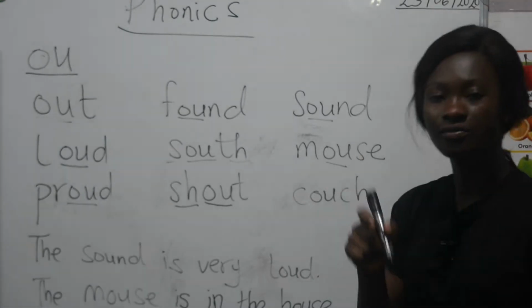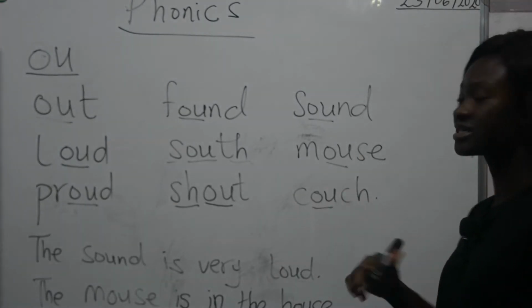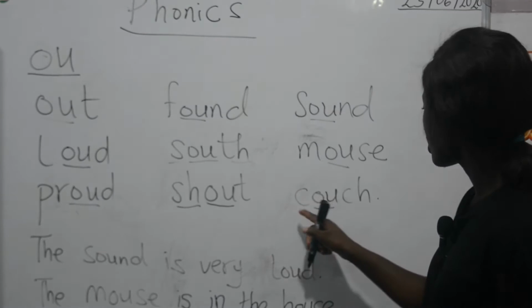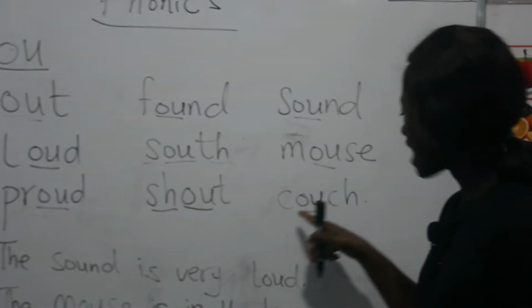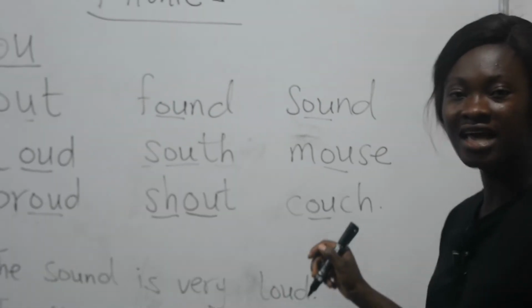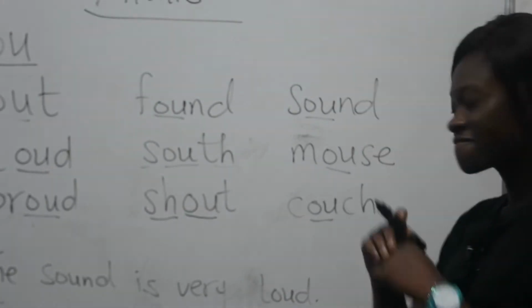Now this is k. This is ow. And then this is ch. Okay, so if you are starting with the beginning sound, you pronounce it as what? Couch. Say it. Couch. Very good.